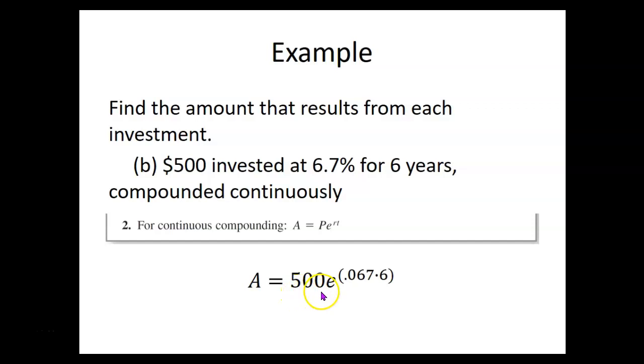So A equals 500 times e to the 0.067 times 6. And that comes out of the calculator as $747.51. Try that for yourself. And if that's not the number you get, figure out why or ask me for help.